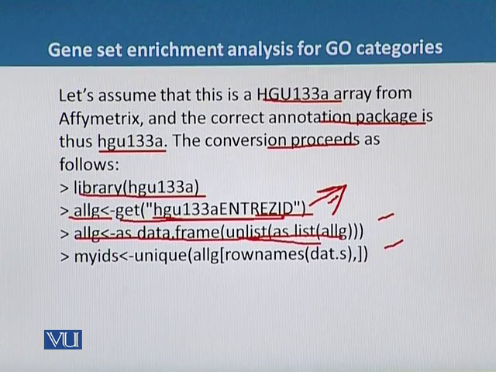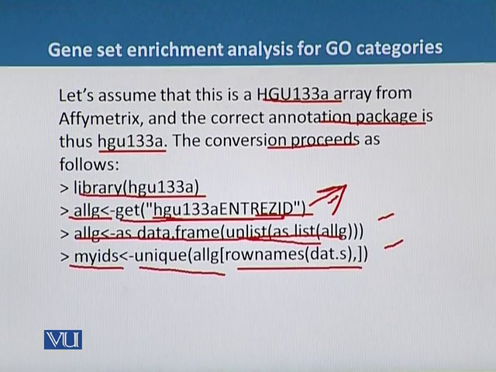And the last step is to convert it into a matrix with unique row names. For this purpose, we have to store the data into myIDs, and the command will be myIDs unique ALLG and row names dat.s.